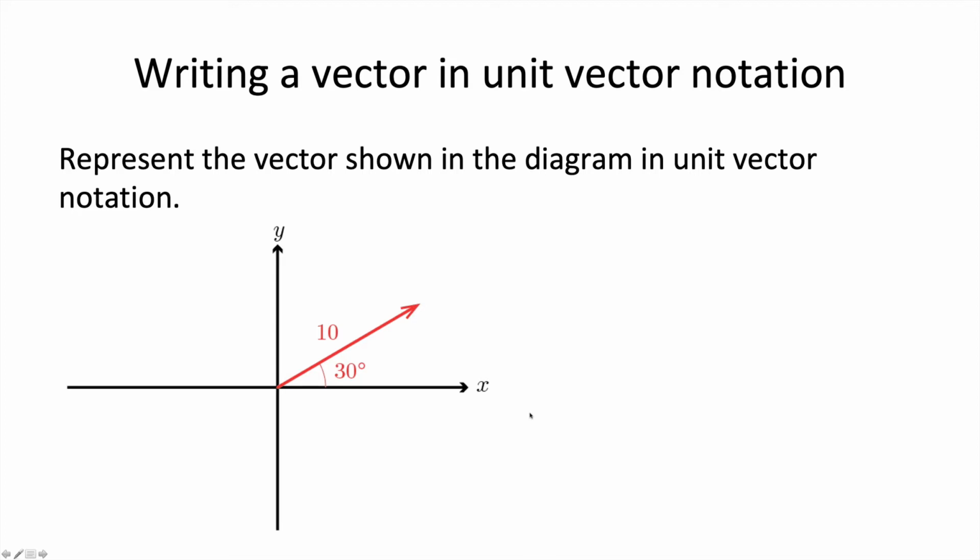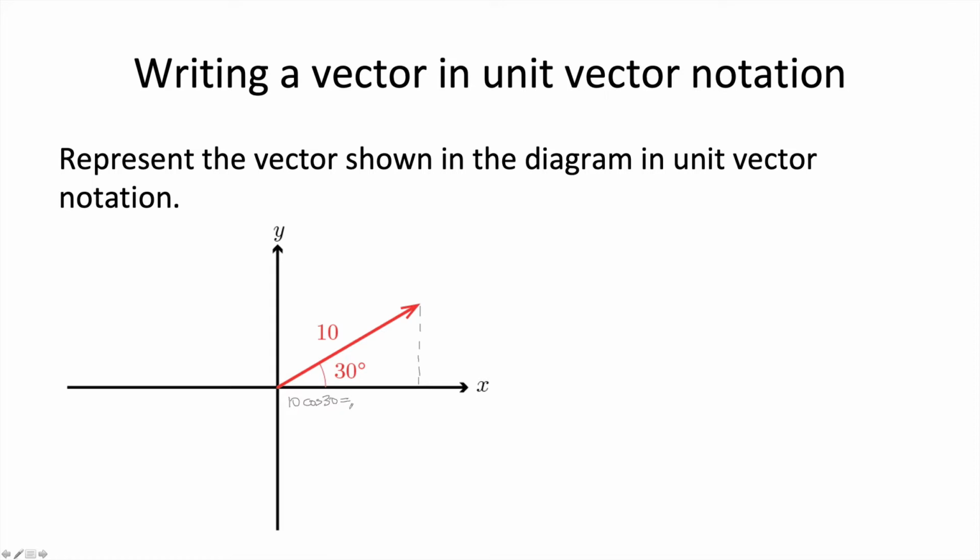So if we want to write a vector in unit vector notation, such as this one, let's have a look at how we can go about it. So with this vector, along the x-axis, we've got this length here. So if we drop this line down here, now hopefully from trigonometry, you remember that if we want to work out this length here, we'd work it out as 10, which is this length here, times cos 30.